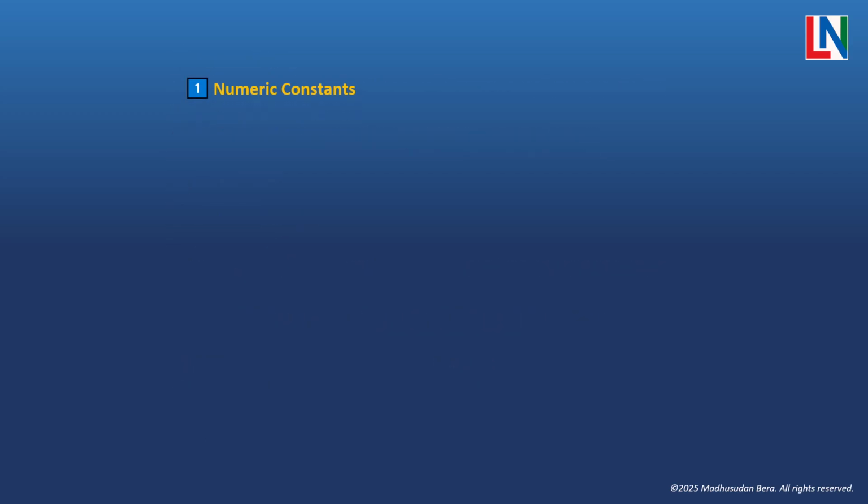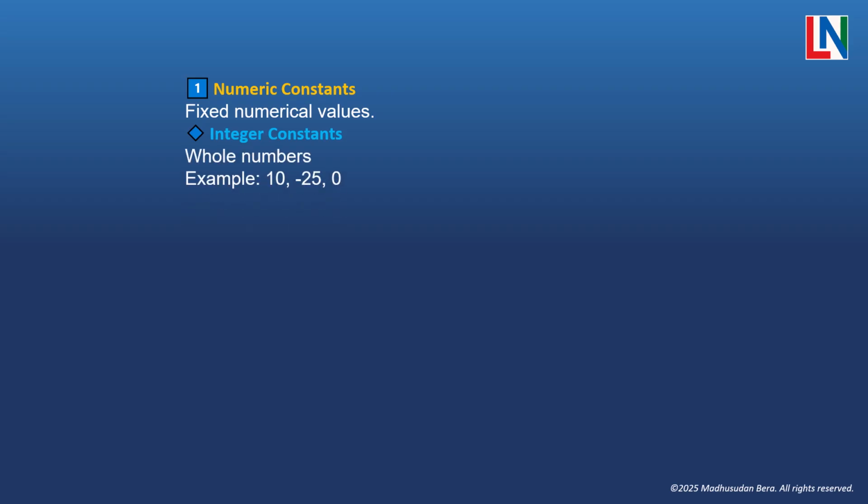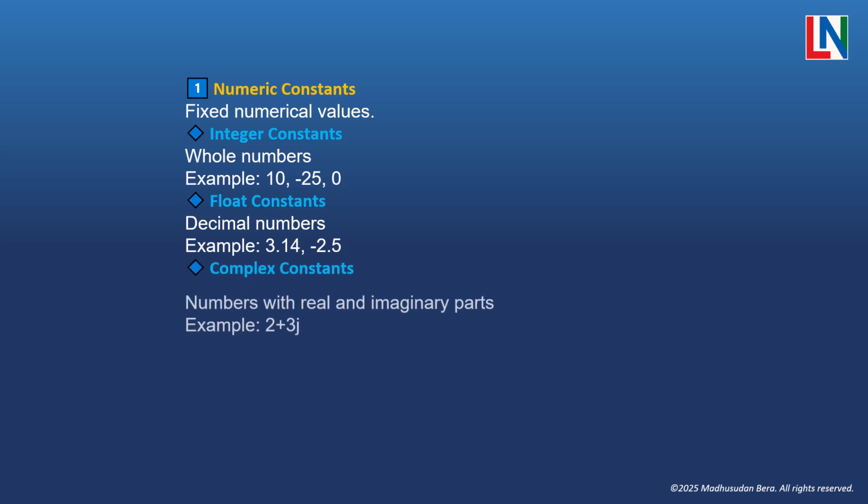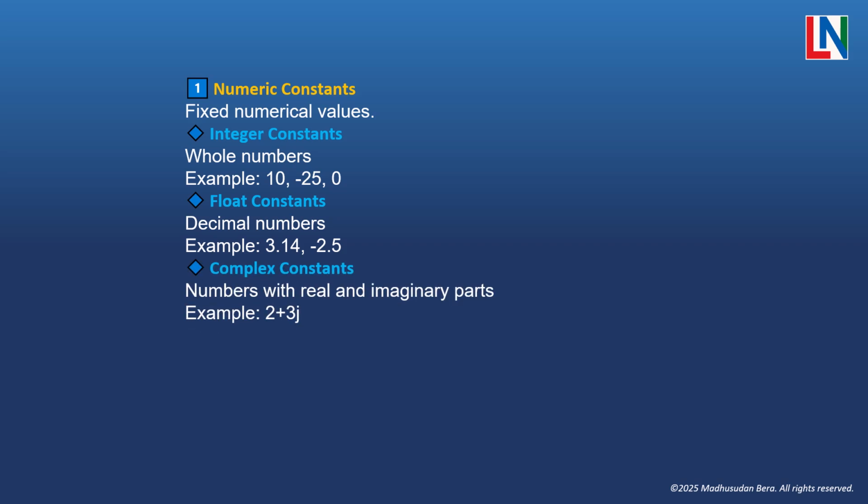Numeric constants. There are many kinds of constants. First one, numeric constants, fixed numeral values. There may be various kinds. Integer constants, whole numbers, example 10, minus 25, 0, etc. Float constants, decimal numbers, example 3.14, minus 2.5, etc. Complex constants, numbers with real and imaginary parts, 2 plus 3j.